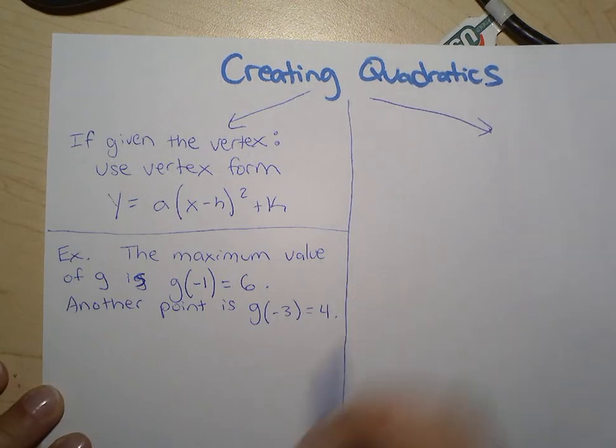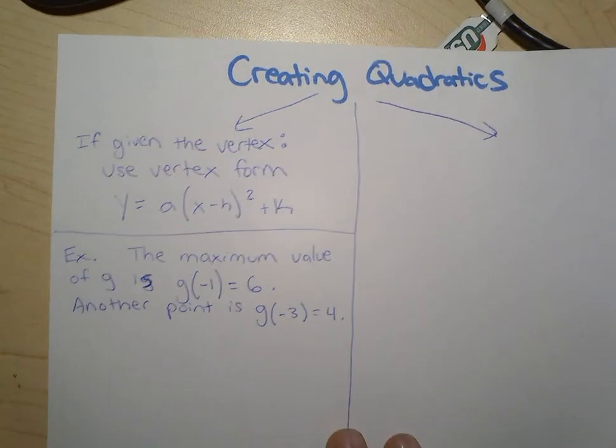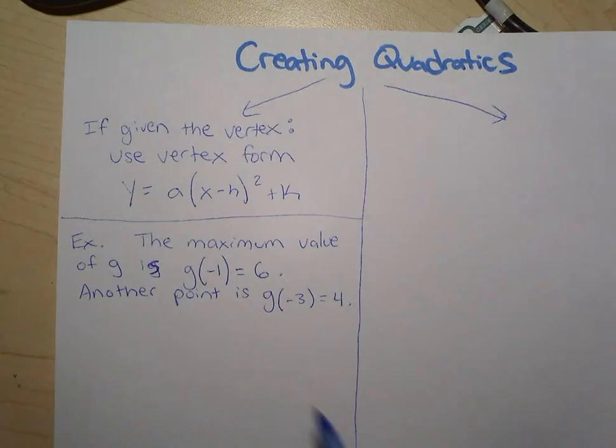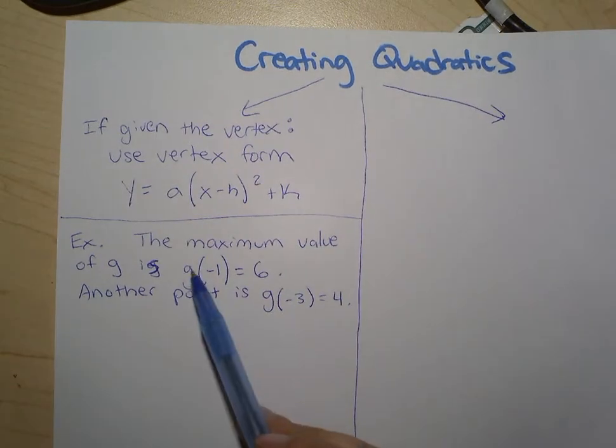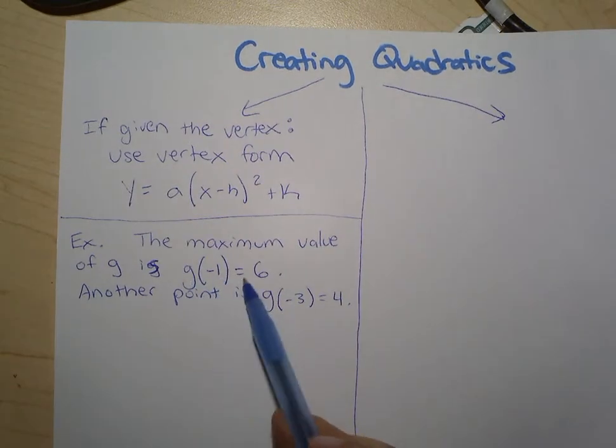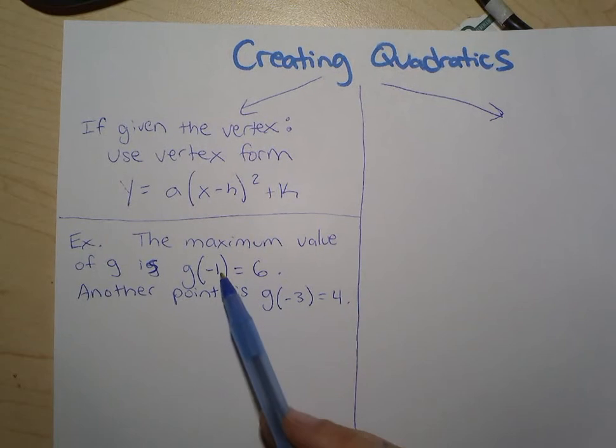Now, this is reviewing our function notation. This is encompassing a lot of what we learned before. So this is usually like g of x is equal to something. So what this means is this is actually x. The x value is -1 and the y value is 6.